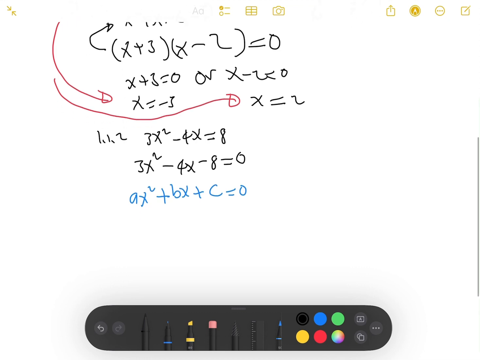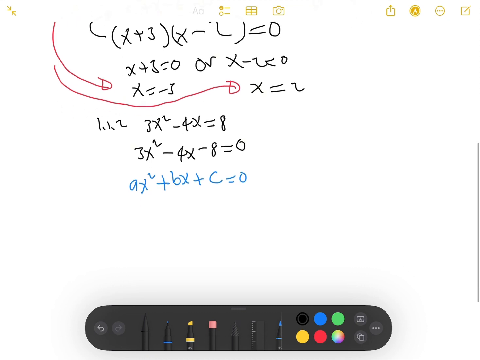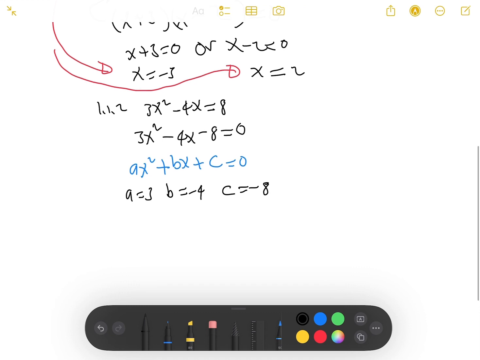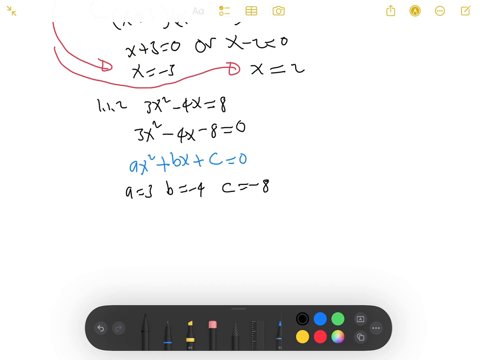So from that we know our a will be equal to 3, our b is equal to negative 4, and our c is equal to negative 8. So just note that your b isn't just 4, but it's negative 4. Your c is negative 8.